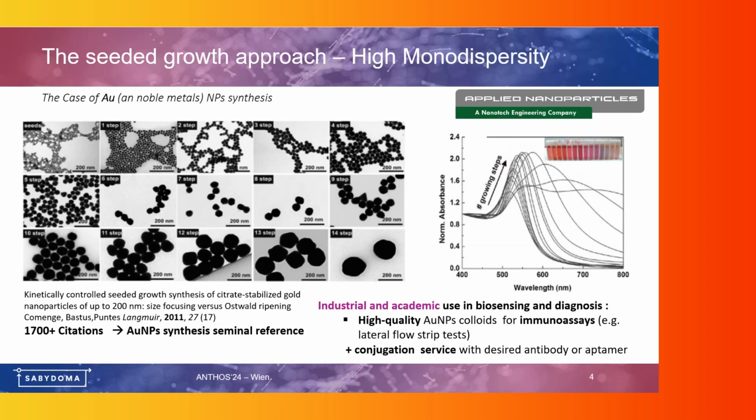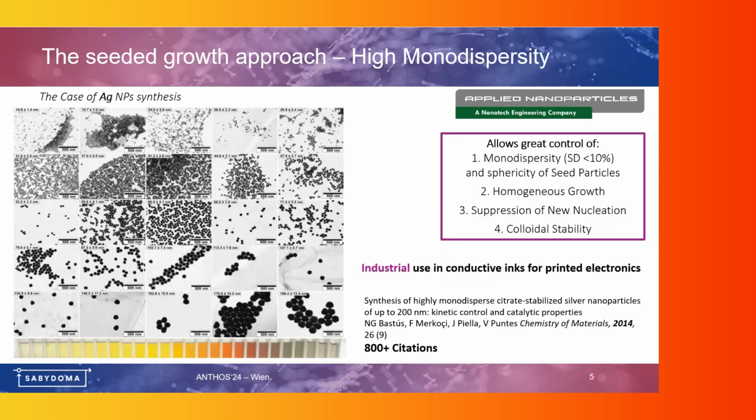This is an approach started by Victor also, and it is one of the seminal references on gold nanoparticle synthesis, approaching 2000 citations. It starts with the nucleation and then keeps growing in two steps, adding a bit more gold in this case. Here you can track the growth of the particles through the UV-Vis, and then we sell them for immunoassays. We conjugate them with the antibody of your choice, all these things. But this strategy has also been translated into silver synthesis, which is the case study. It is also a highly cited paper, and we take this as a starting point.